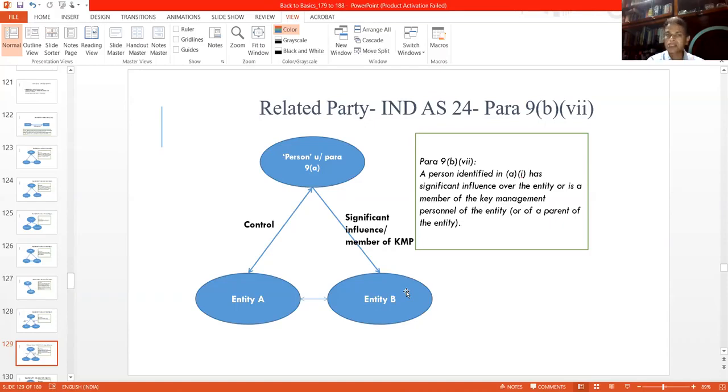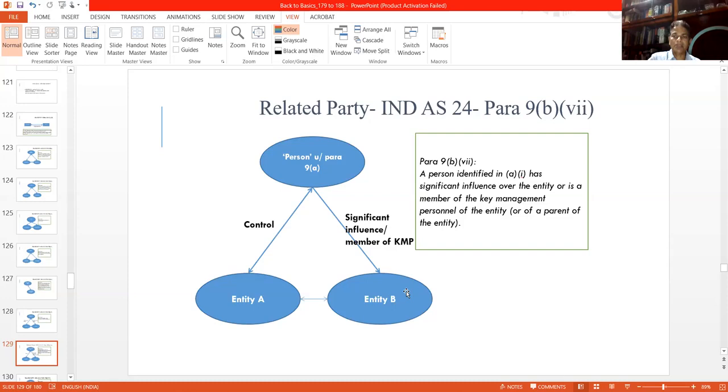But properly seen, 97 will capture most of the so-called unrelated related parties, because someday or the other, my director in question, or my directors in question, will have significant influence over all the so-called de facto group companies, which will come under the definition of 97 anyway.